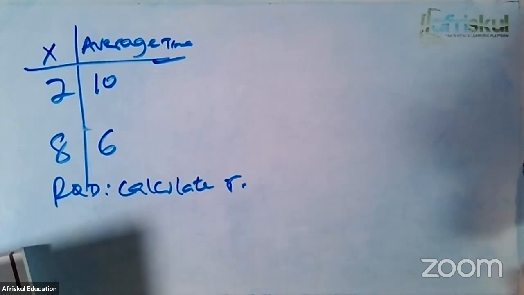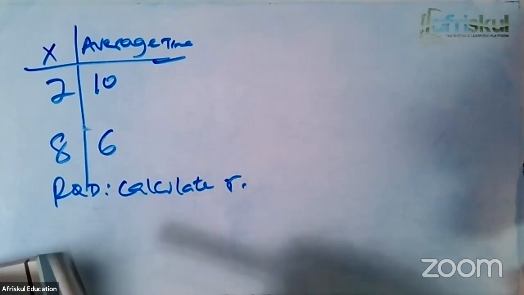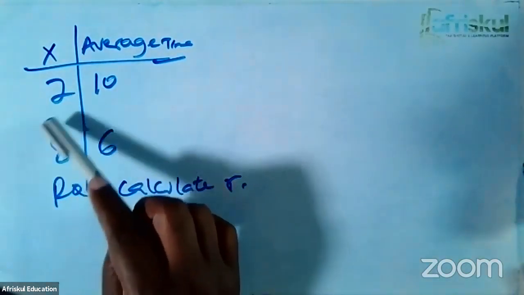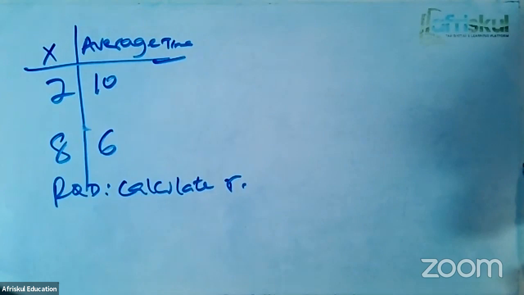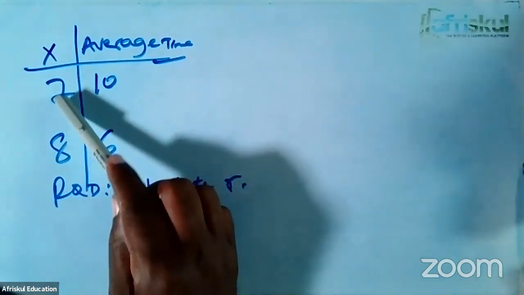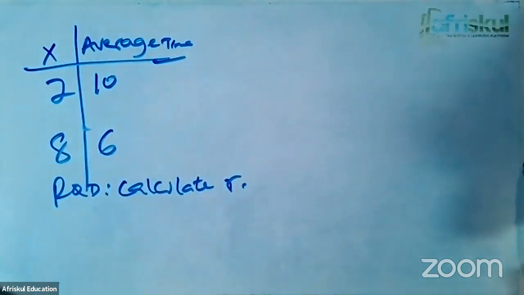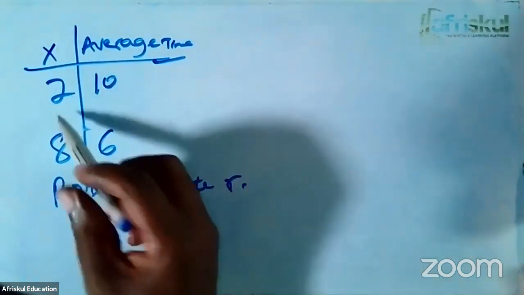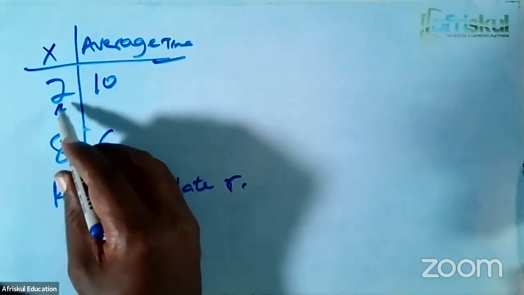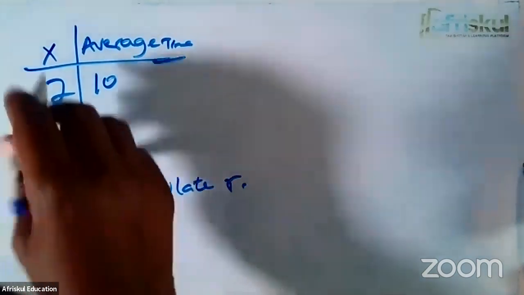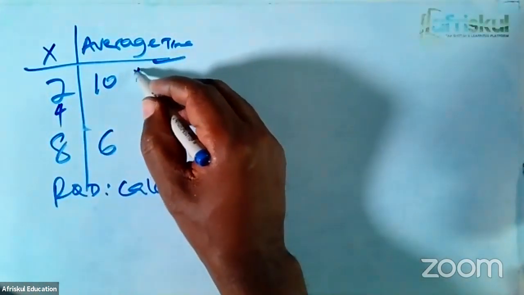Now, if you're keen enough, ladies and gentlemen, you must have realized that we do not have doubles here. If you double 2, you won't get 8. So it means that we have to create the doubling ourselves. And how do we create the doubling ourselves? In this case, if you double 2, you'll get 4. If you double 4, that's when you get 8.